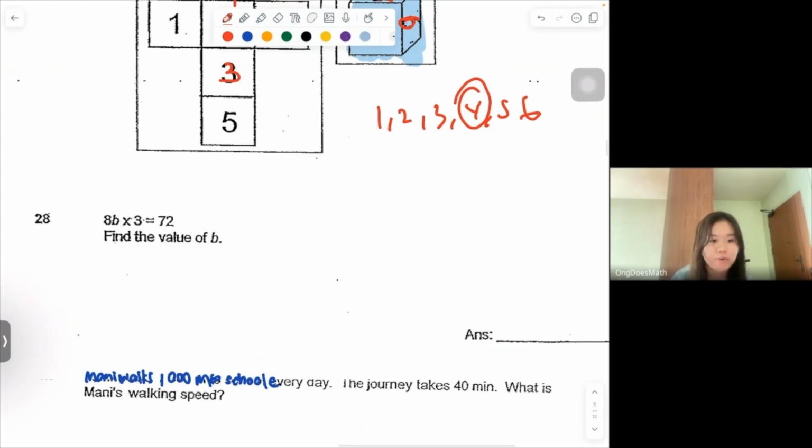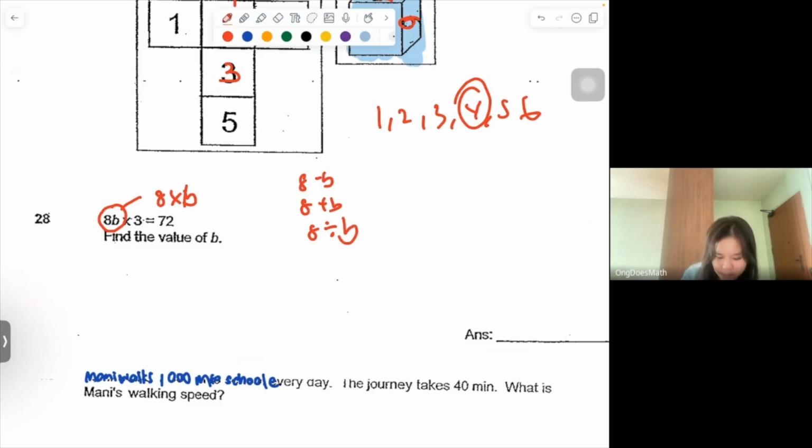Next up, we have an algebra question. 8b times 3 equals 72. Find the value of b. Okay, so like I said earlier, 8b means 8 times b. It's not 8 minus b, it's not 8 plus b, it's not 8 divided by b. Always remember that 8b is 8 times b. So 8 times b is also b times 8. There's no difference. Which means that b times 8 times 3 equals 72.